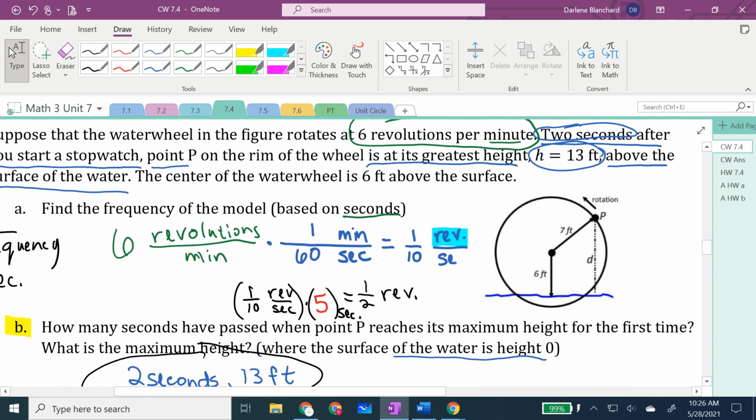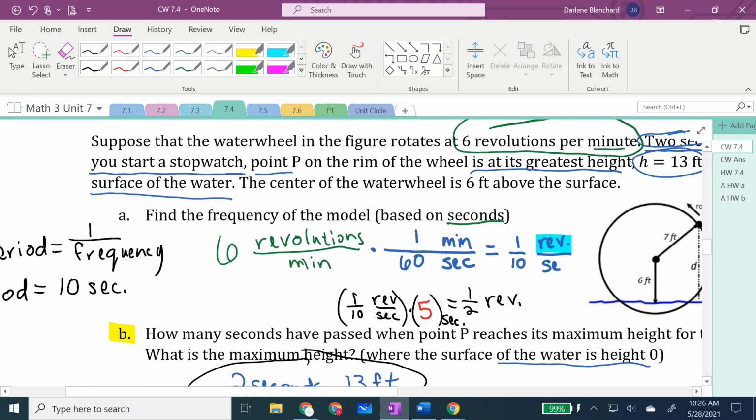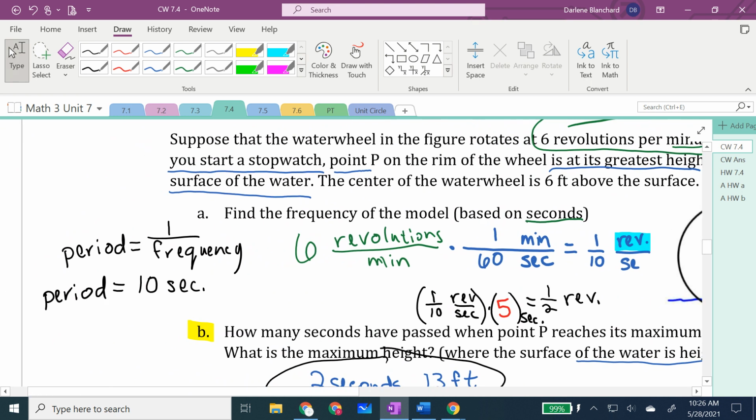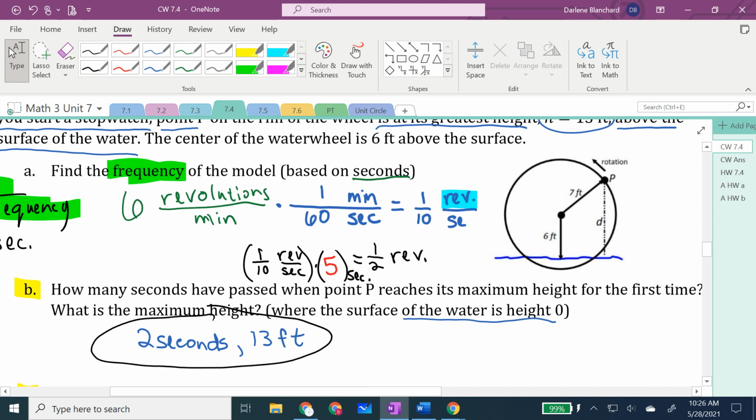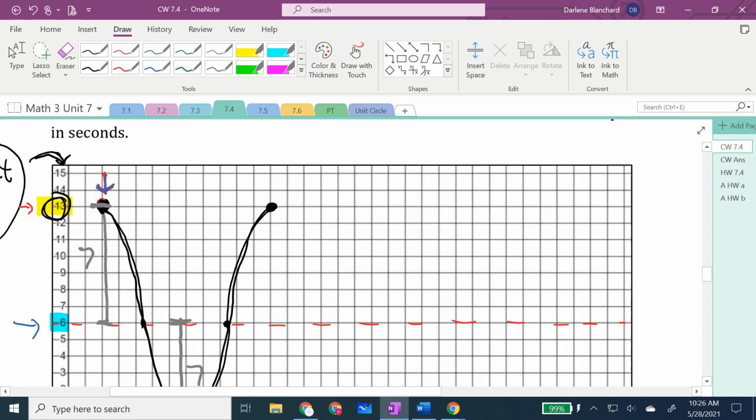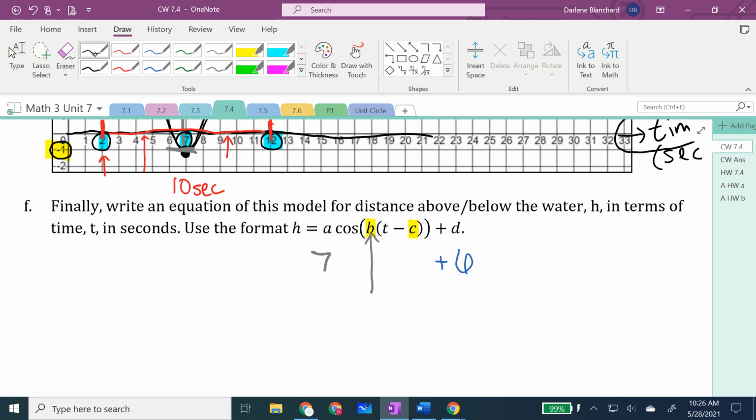Now, one thing that's really convenient is this. The frequency, if you know the frequency, that is the B of your equation. Period is 1 divided by the frequency. The frequency is that you do 1/10 of a revolution per second. That B is 1/10. It is actually the frequency.